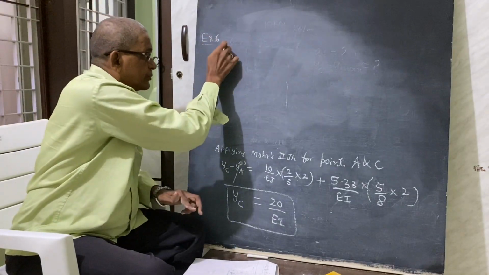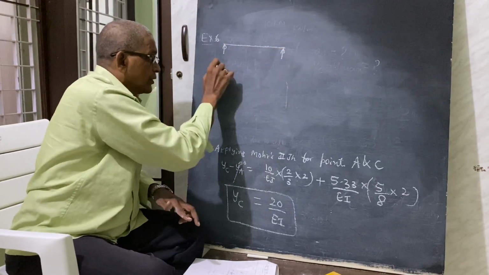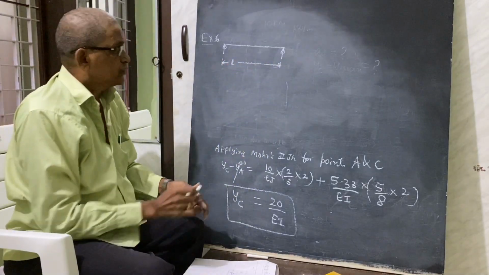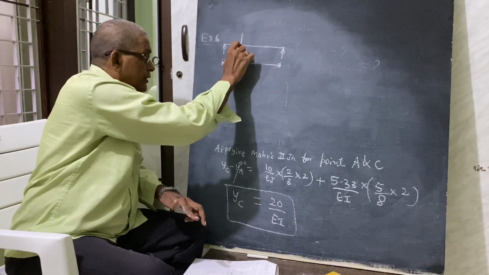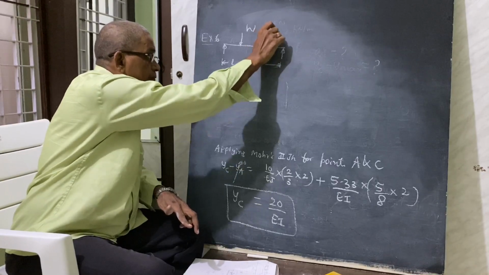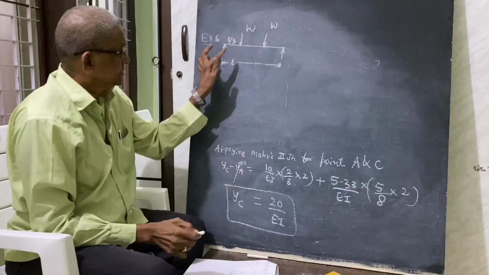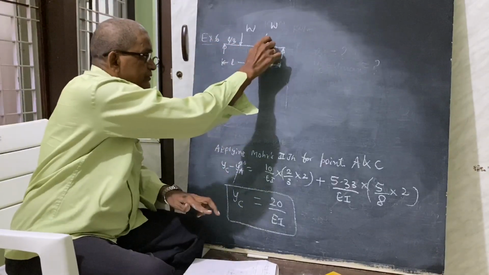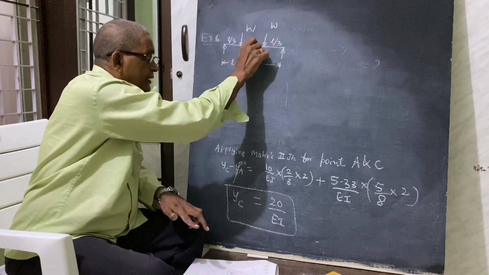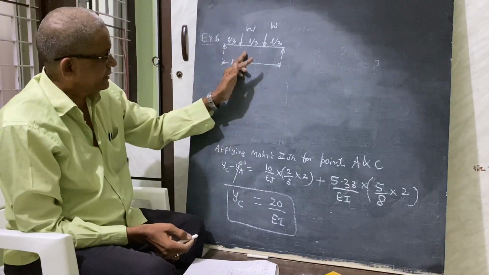Again we will take a simply supported beam of length L with two loads W and W placed at L by 3, L by 3, L by 3, and this automatically will be L by 3. So this L is divided into three parts, L by 3, L by 3, L by 3.